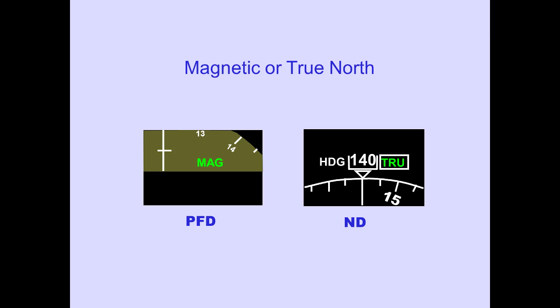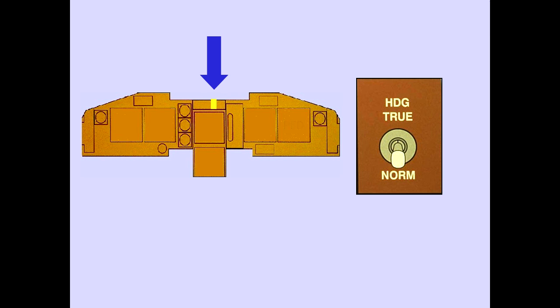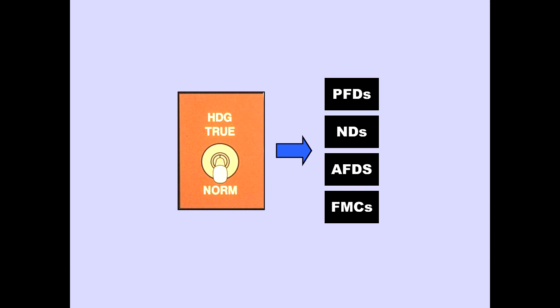Let's discuss heading reference selection. Heading and track are referenced to magnetic or true north. The reference is displayed on the PFD and ND. The heading reference switch is located on the center instrument panel. The heading reference switch supplies information to the PFDs, NDs, Autopilot Flight Director System, and the flight management computers.